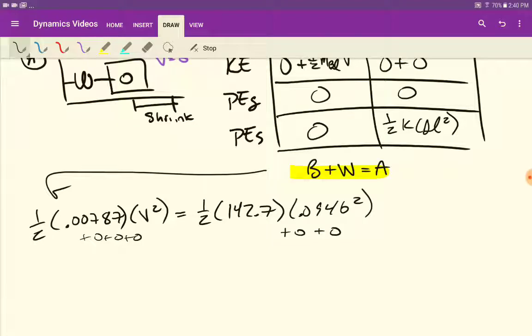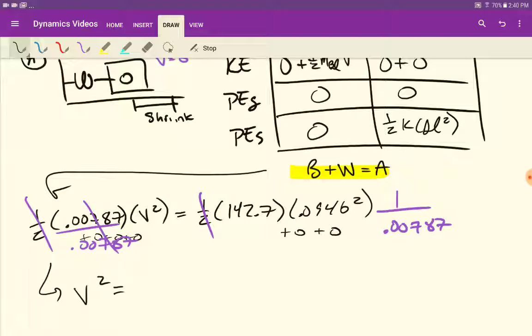All we have to do is solve for velocity. The 2's are going to cancel. The 1/2's are going to cancel, excuse me. And so all I have to do is divide both sides by 0.00787. It cancels over there. And so I'm going to get v squared equals, in fact, I know the square is going to turn into a square root on the other side.